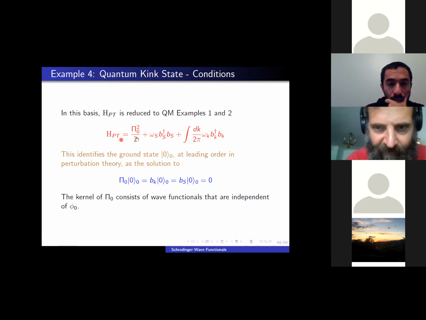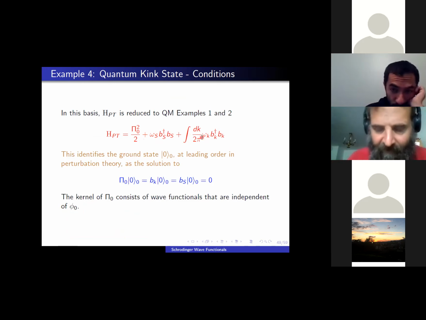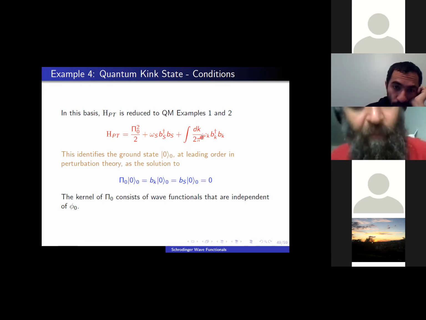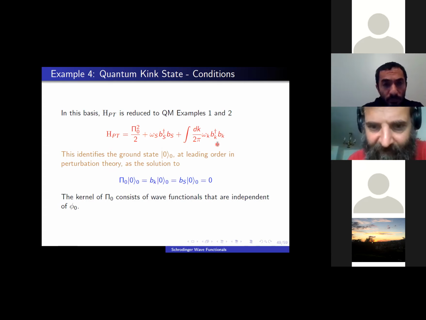So it's just the sum of quantum mechanics example 1 and quantum mechanics example 2. So no more quantum field theory, just the sum of the examples we already solved exactly in quantum mechanics. So now everything's easy. We know SH is a sum of positive operators, and so the ground state is just going to be the thing which is killed by all the positive operators.